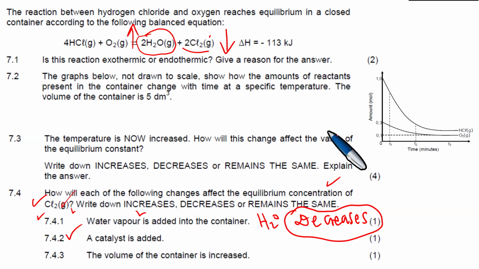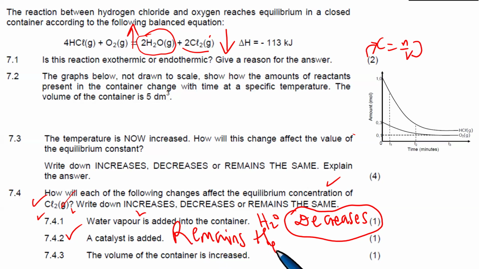We note that at equilibrium, concentration is number of moles over volume. According to these two graphs, the number of moles will remain constant, and also the volume remains constant. If this one is constant and that is constant, it means the concentration is constant, and therefore at this point we are confident to say it remains the same. We're good. Remains the same.